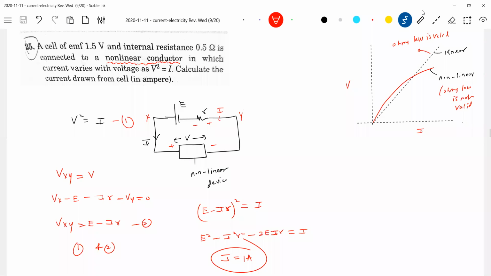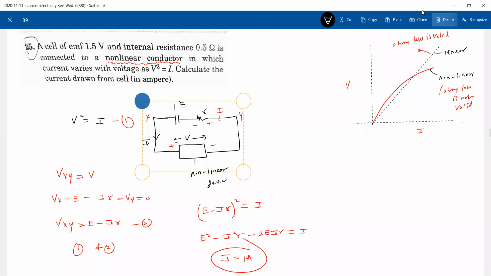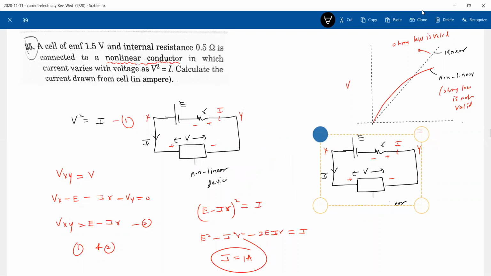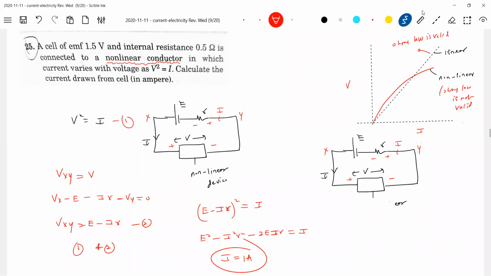You may bring one resistor in series. Tell me, if I bring one resistor in series, what will be your method? Just let me share some ideas. I'll bring one resistor here. Now, what are you going to do here?